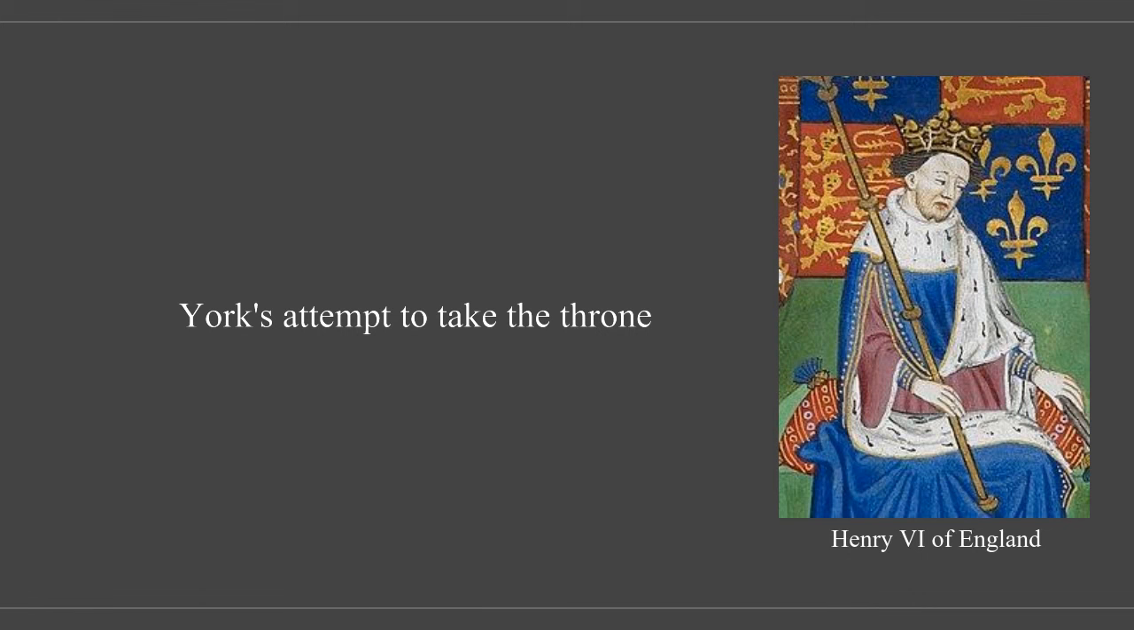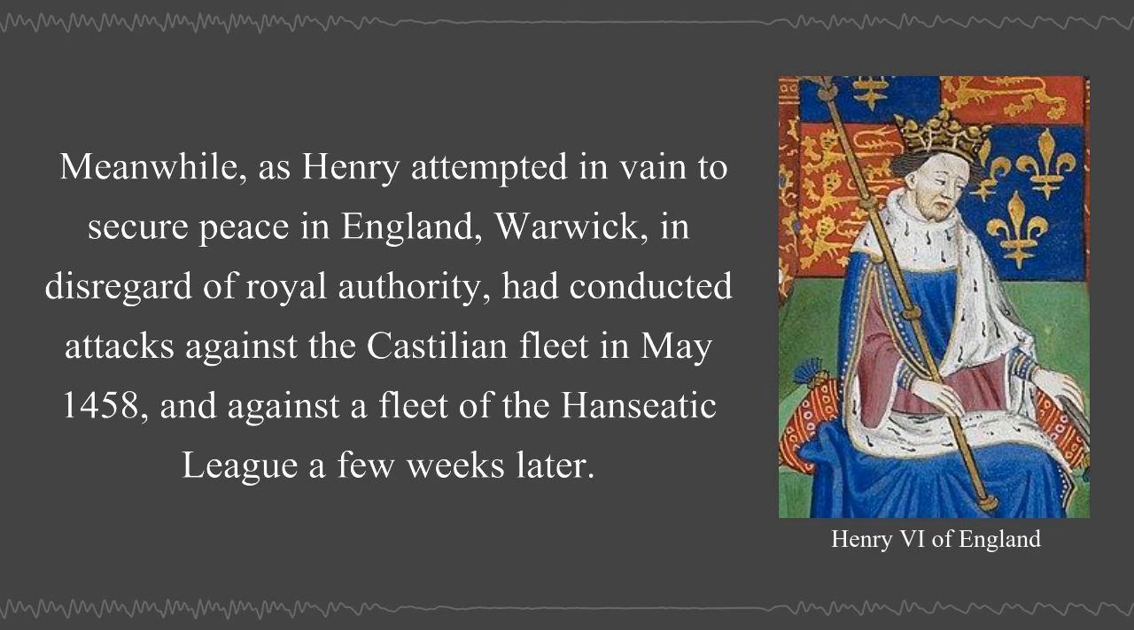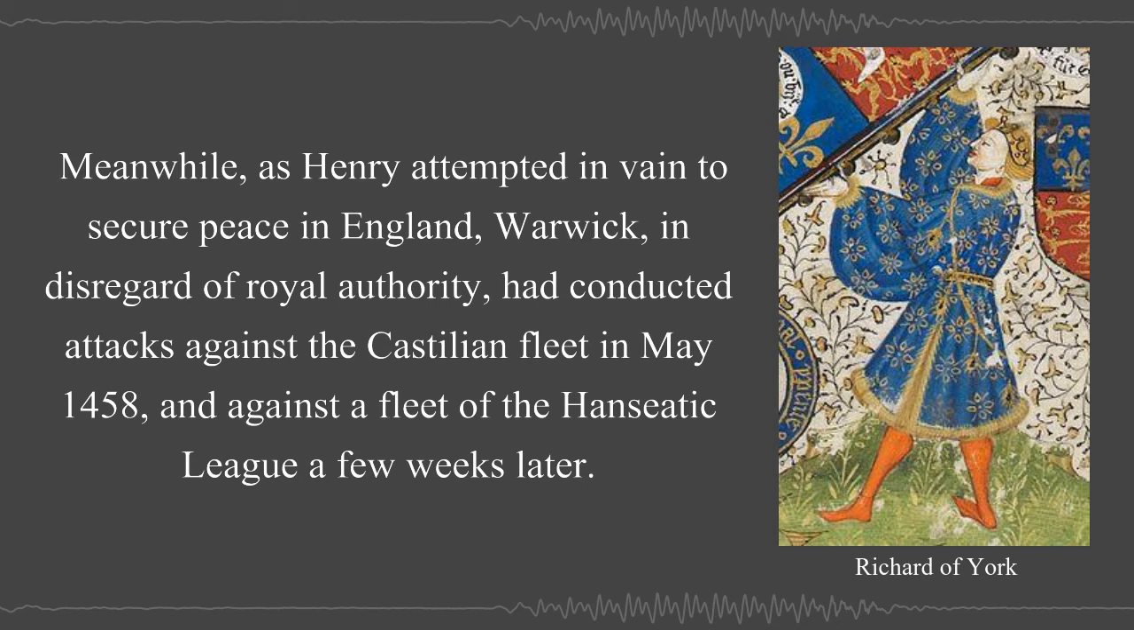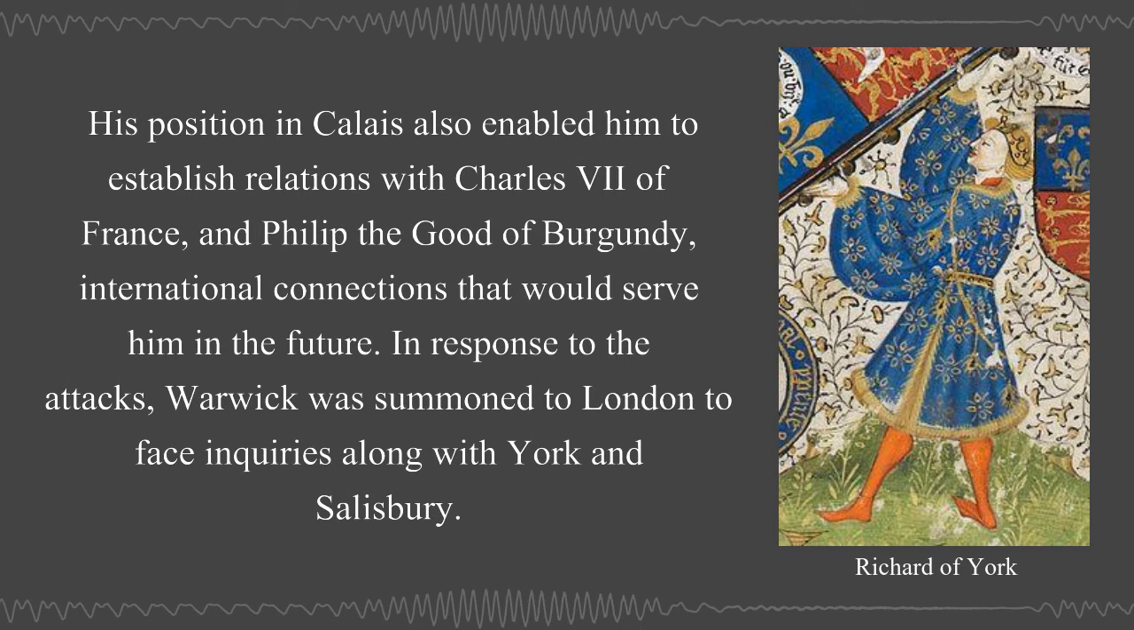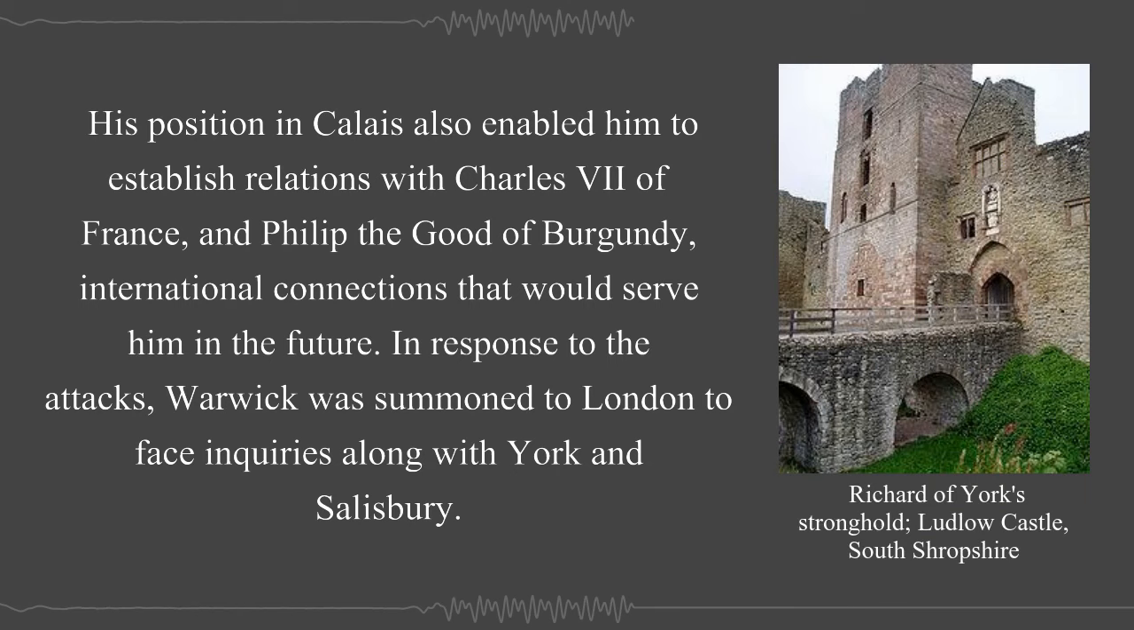Meanwhile, as Henry attempted in vain to secure peace in England, Warwick, in disregard of royal authority, had conducted attacks against the Castilian fleet in May 1458 and against a fleet of the Hanseatic League a few weeks later. His position in Calais also enabled him to establish relations with Charles VII of France and Philip the Good of Burgundy, international connections that would serve him in the future.